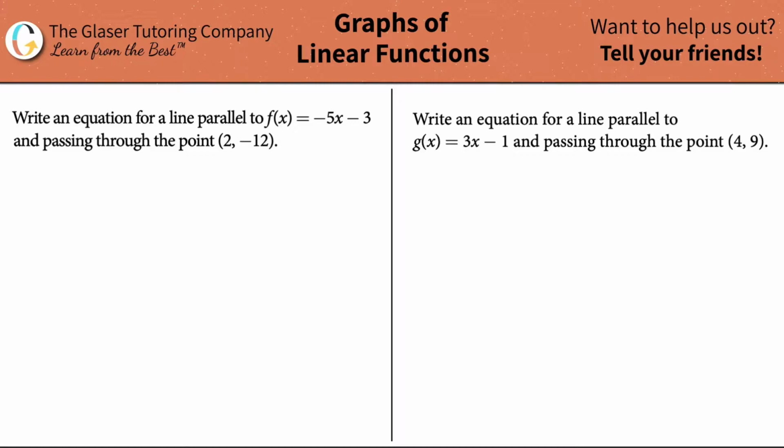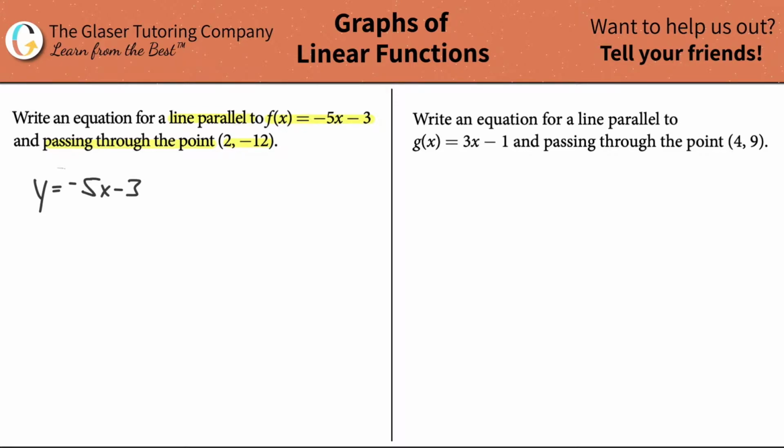Write an equation for a line parallel to f of x is equal to negative 5x minus 3 and passing through the point 2 comma negative 12. All right, so this sounds a little complicated, right? But remember, if you don't like this notation, a function of x, you can always call this simply y. Doesn't matter. So I'm going to rewrite that as y is equal to negative 5x minus 3.